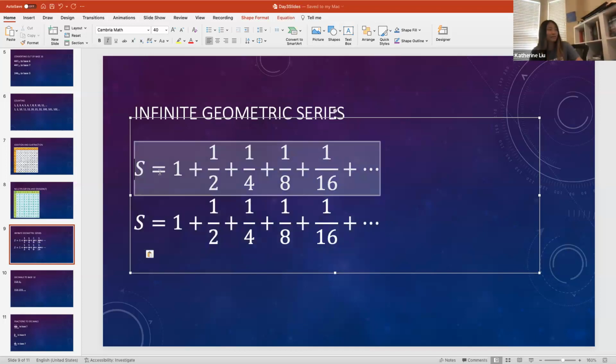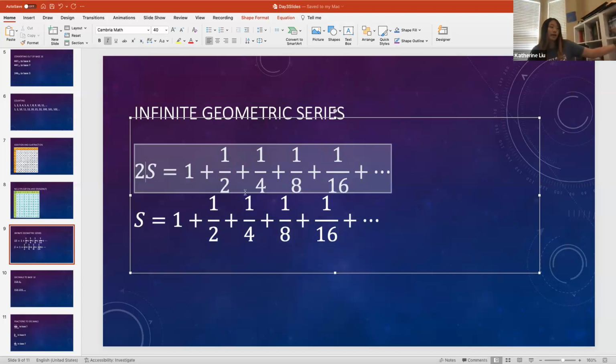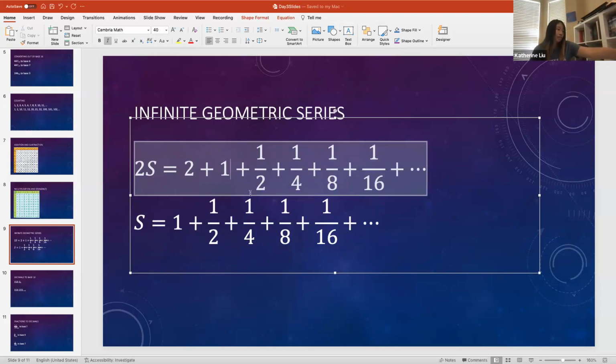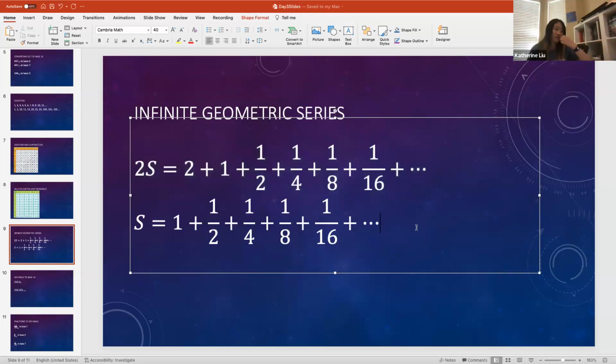Okay, so also we're gonna double it. So 2s, where s is the sum that we want to find, is gonna be 2 plus, because we doubled the 1, and then we have the 1 from doubling the half, and then half from doubling a fourth, and fourth from doubling 1/8, and 1/8 from doubling 1/16, and 1/16 from doubling the invisible 1/32 that we didn't write.